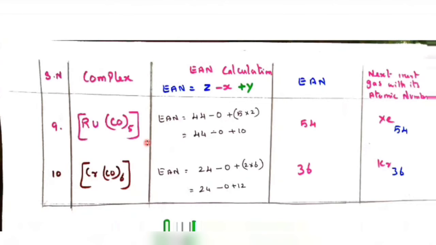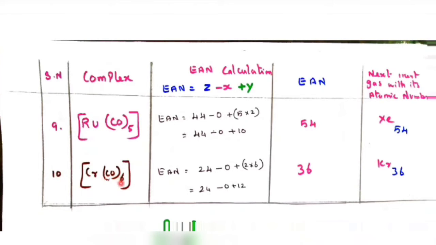One more, two more examples. Ru(CO)5, pentacarbonylruthenium. That is a zero oxidation state. So the atomic number of ruthenium is 44 minus 0. It is a unidentate, 5 into 2, 10, 54. It is next to xenon, 54.